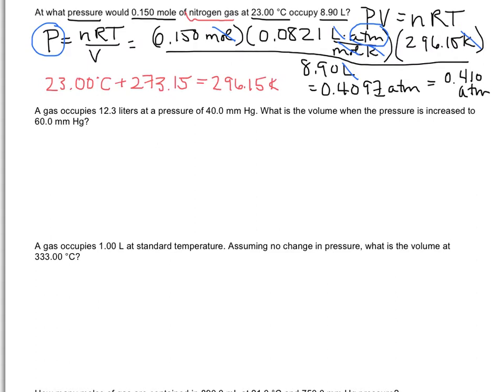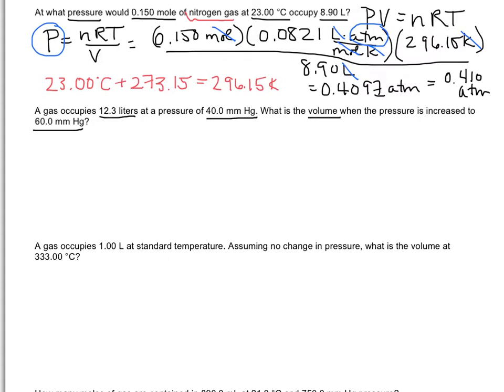Okay, let's look at our second problem here. A gas occupies 12.3 liters, so we know its volume, at a pressure of 40 millimeters of mercury, so we know something about its pressure. What is the volume, so we must be solving for volume, when the pressure is increased to 60 millimeters of mercury. Now this is a slightly different type of problem in that we know volume, we know pressure, but we haven't been given a number of moles and we haven't been given a temperature.